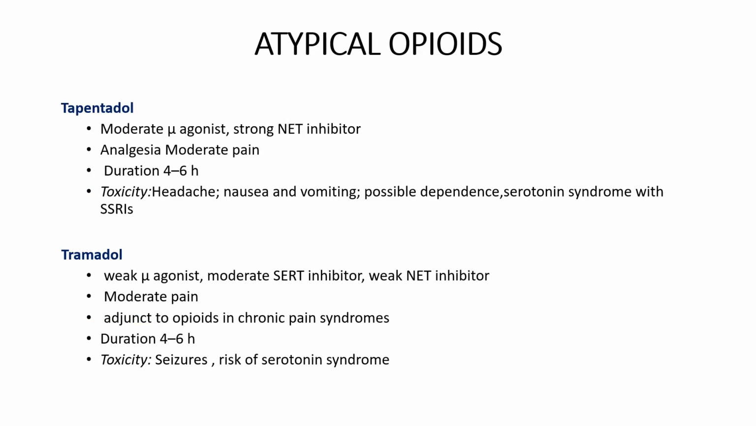And then you have atypical opioids. These two drugs, tramadol and tapentadol, have a moderate mu agonistic action, and also have additional norepinephrine or serotonin reuptake inhibiting action as well. So they are called atypical opioids. Tapentadol is used in the management of moderate pain, and the main toxicity is that since it inhibits norepinephrine and serotonin reuptake, it can cause serotonin syndrome when it is used along with SSRIs. The same applies to tramadol as well. These drugs are used as an adjuvant to opioids in chronic pain syndromes.